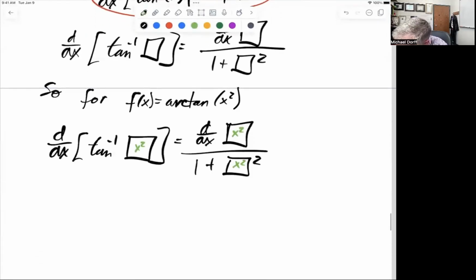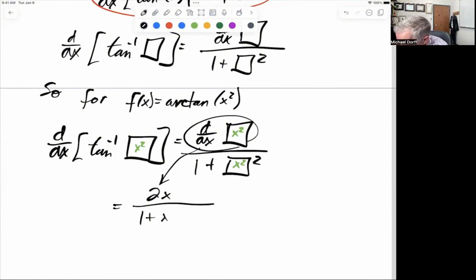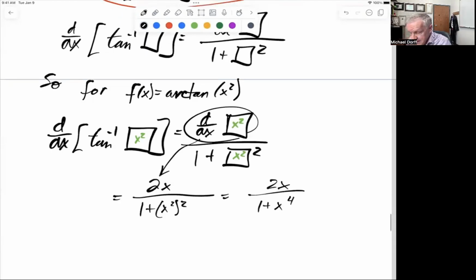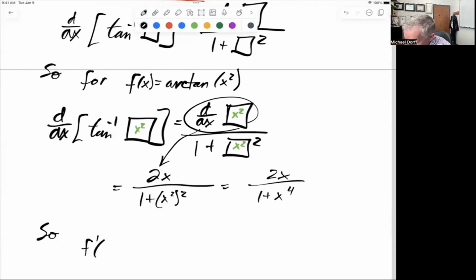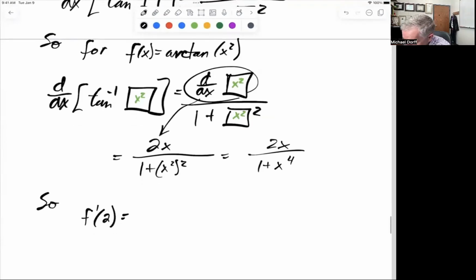And so then we can simplify that. The derivative of x squared is 2x. So that's what this is, over 1 plus, and now I have x squared squared, which is the same thing as x to the 4th. We're not done, because it said find the derivative at 2. So now we're going to have to plug in 2 there for x, and we get 4 over 17.